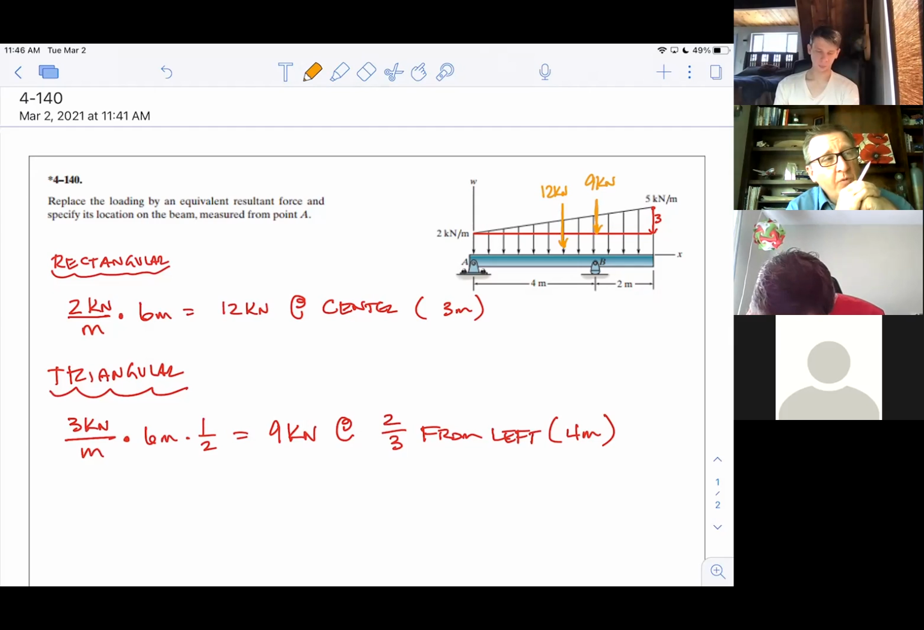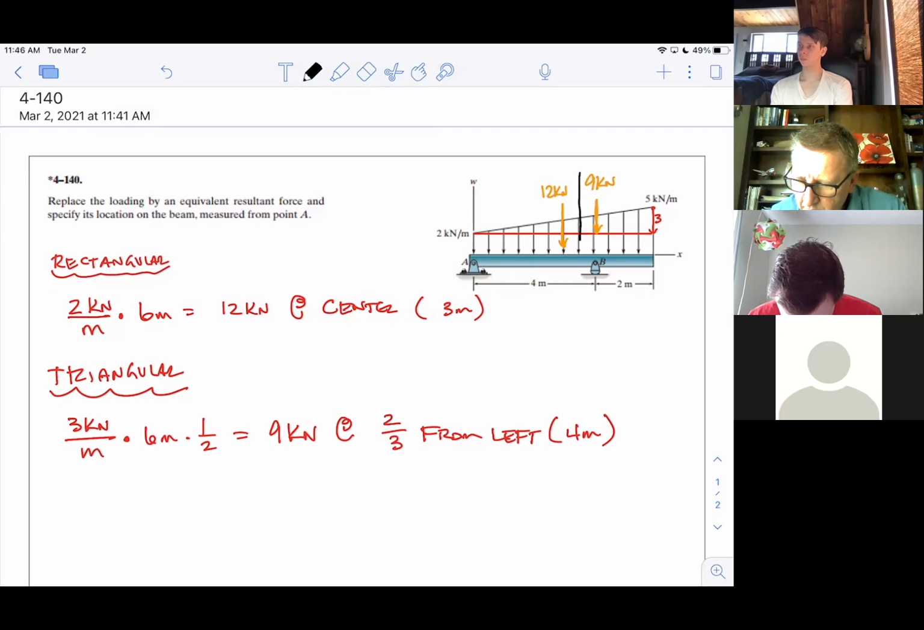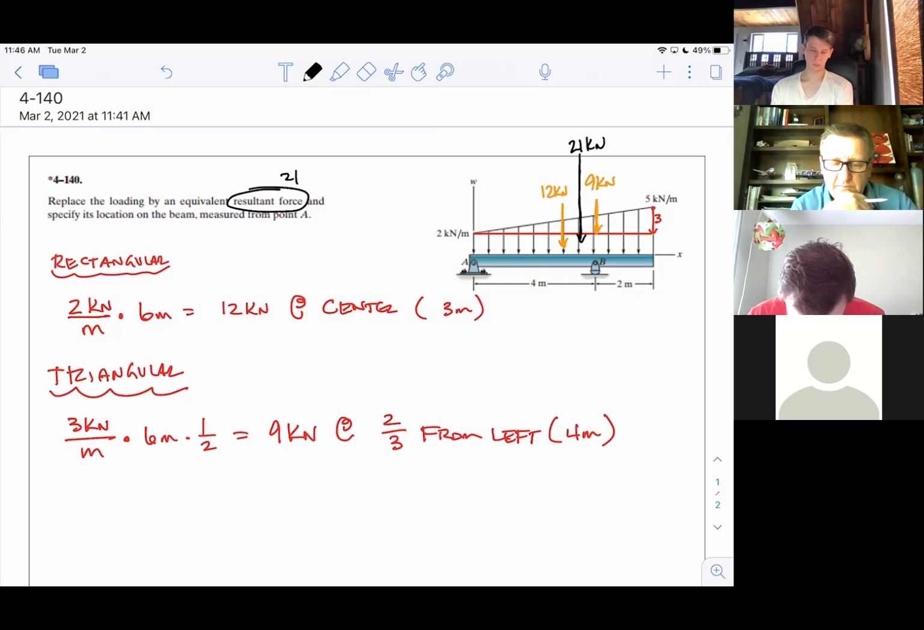So we have a total of 21 now. Does it make sense? We know we have 21. We just don't know where it is. It seems like it would be somewhere in the middle of the two. Do you agree with that? So if I come back here, I clearly know that 21 kilonewtons is actually the final answer. I do have the resultant force now, 21, but I just don't have its location. And didn't we do that based on moments?